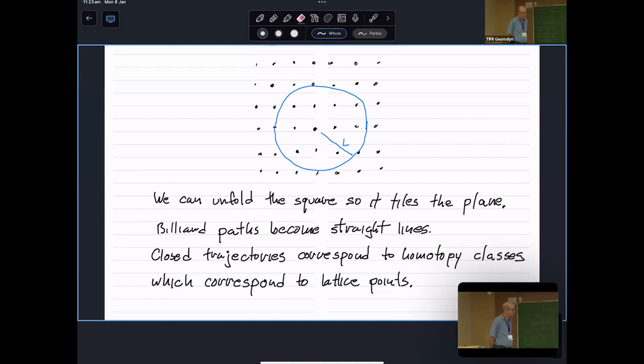So in this case, we can count closed trajectories. A closed trajectory is determined by its homotopy class on the torus. We can count, and those homotopy classes correspond to lattice points. So we can count trajectories of a given length by looking at the lattice points inside the disk of a given radius.